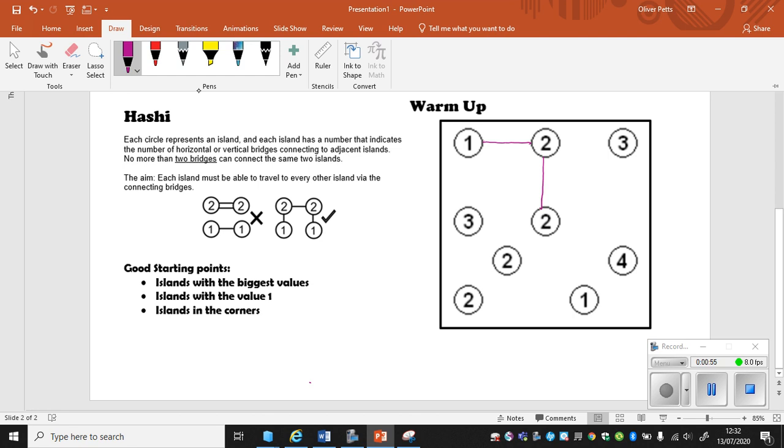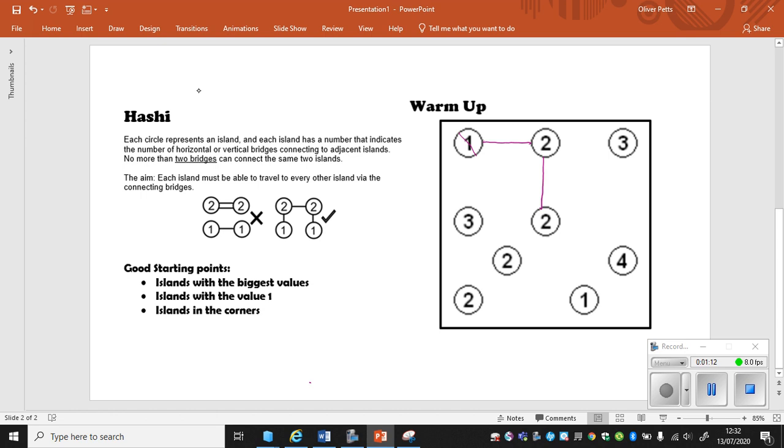As I've already mentioned, the numbers inside the circles tell you how many bridges have to lead away from it. So this little circle here, this island, now has one bridge leading away from it. So I can't draw any more bridges leading away from it because there's already one drawn. I could, if I wanted, draw a little line through it to say that I'm now done with that island. What you can also do is have multiple bridges going in the same direction.